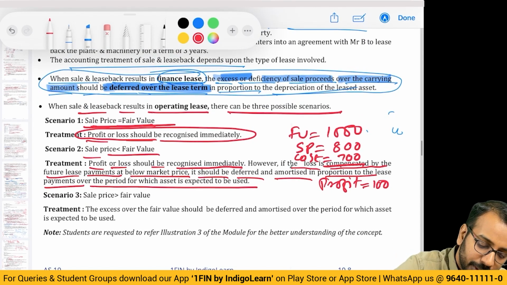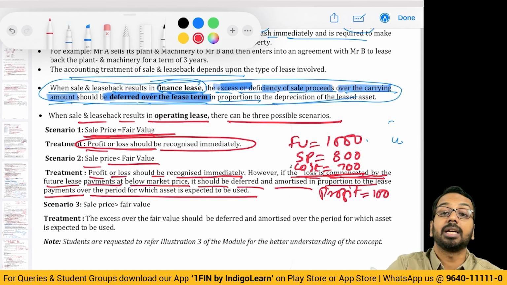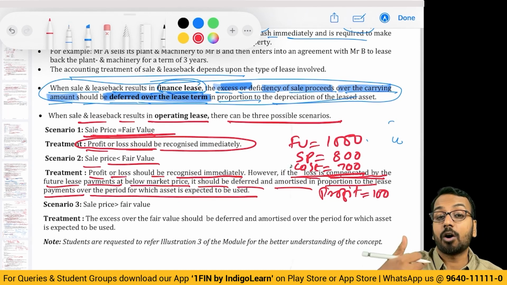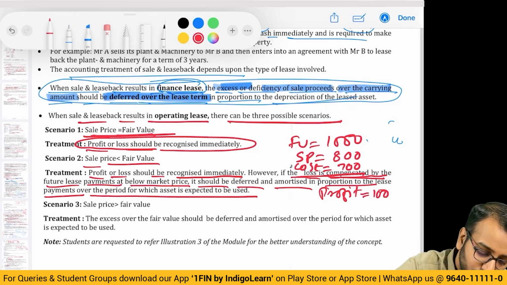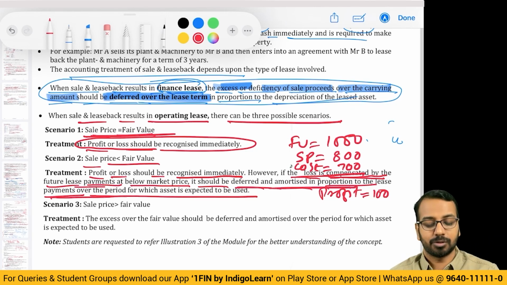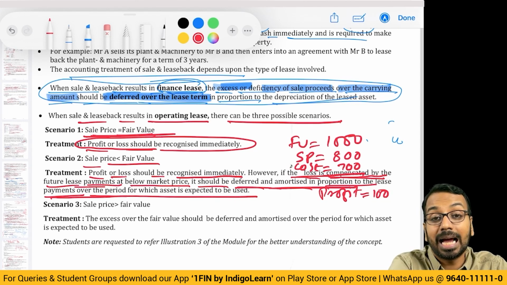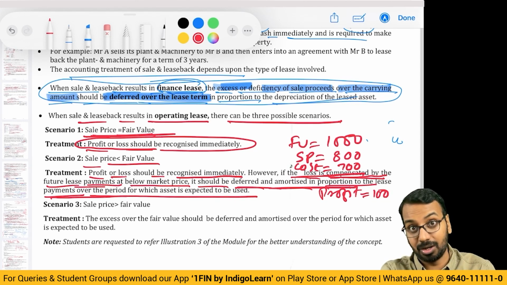If the loss is compensated, so what if I am incurring a loss, and if that loss is being compensated with lesser rentals in the future, then you should defer and amortize in proportion of lease payment. So basically what it means is, I have sold the asset to you, I have incurred a loss.